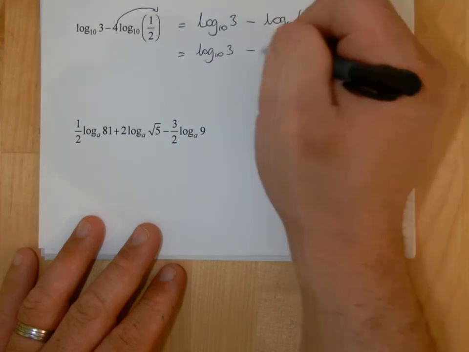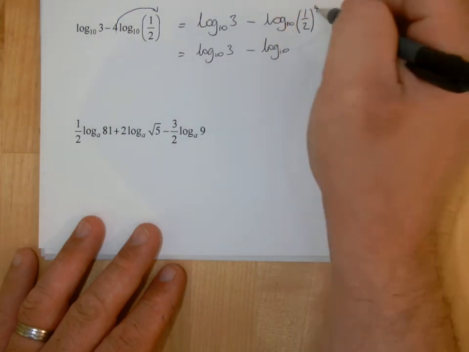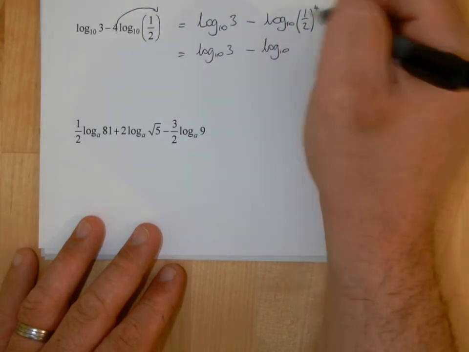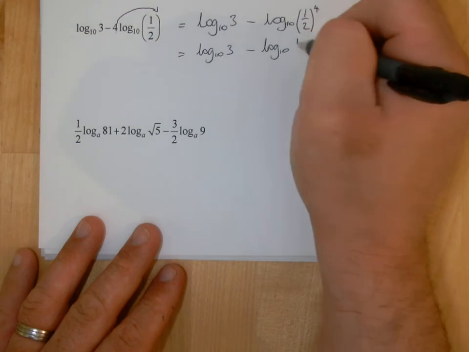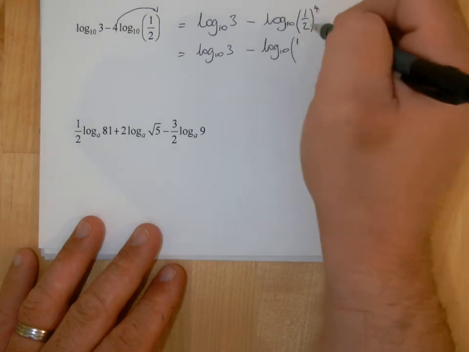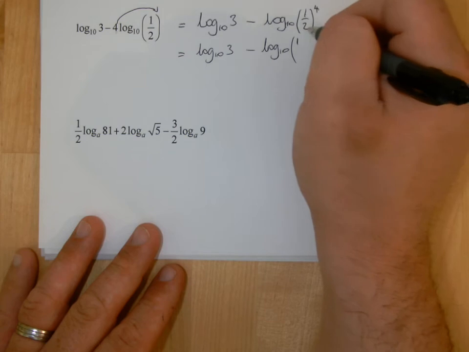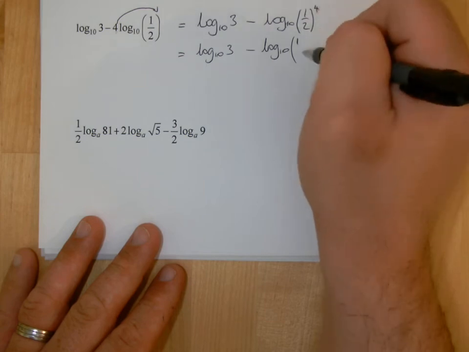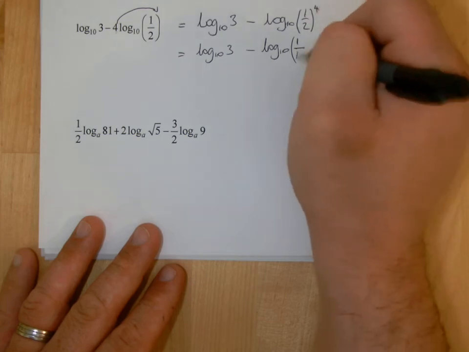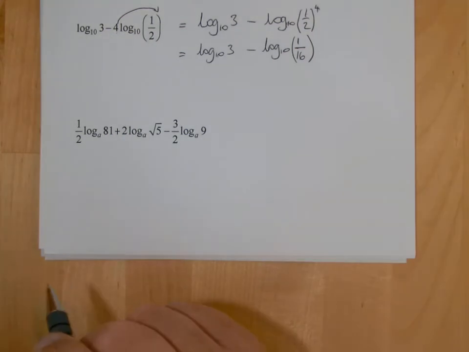So what I can do then, on the next line, is I can actually work out what this is. So apply that power 4 to the fraction. Well, 1 to the power 4 is just 1, actually. It doesn't change it, right? 1 times 1 times 1 times 1 is 1. And then 2 to the power 4. Well, 2 times 2 times 2 times 2 is 16. 2 to the power 4 is 16. So I've got that, okay?